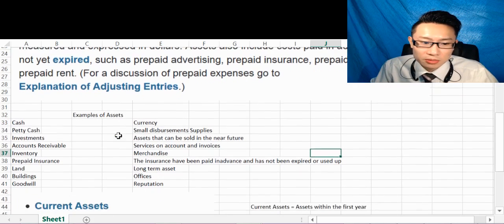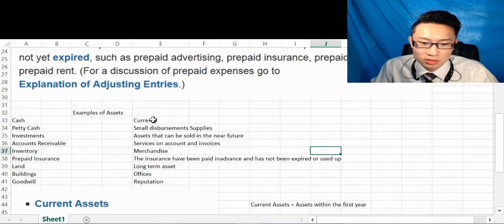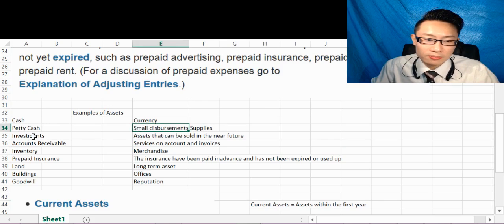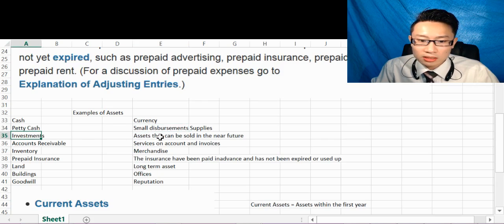And here are the examples of assets. So we have cash, which is currency, coins, notes, and that's cash. And we have petty cash, which is cash usually for small disbursements such as supplies and postage. And investments are very common. Investing in a machine, these are assets that can be sold in the near future. And we have current or non-current. I'll explain that more later.